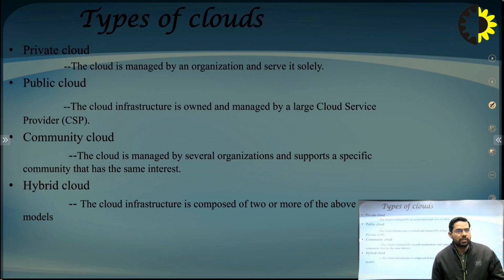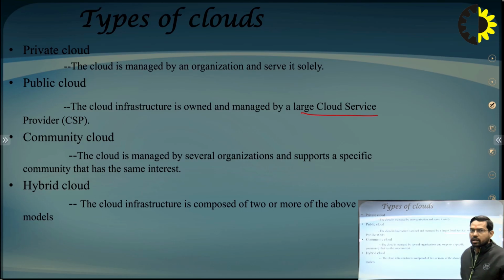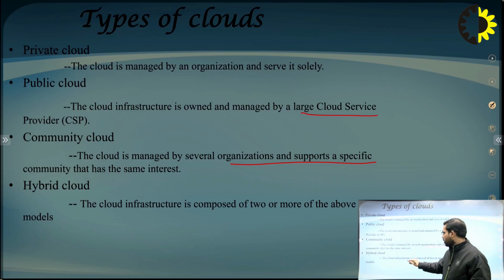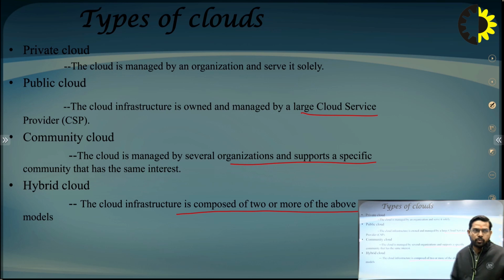Private cloud is managed solely by the organization. Public cloud is owned and managed by a large cloud service provider. Community cloud is specific to a community: the cloud is managed by several organizations and supports a specific community that has the same interest. Hybrid cloud is a combination of the private and public cloud, composed of 2 or more of the above models.